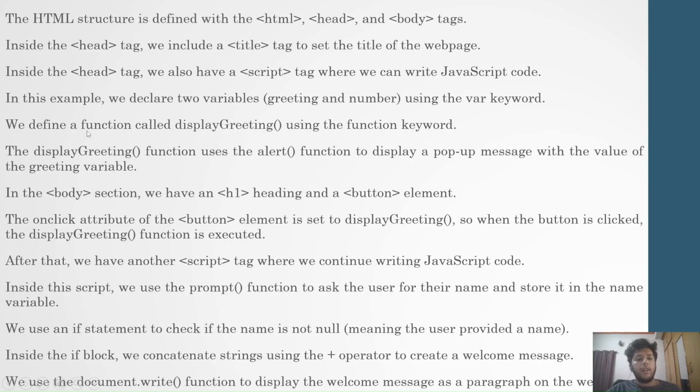And then we define a function called displayGreeting using the function keyword. The displayGreeting function uses an alert function to display a pop-up message with the value of the greeting variable. And also in the body section, we have a heading tag and a button element for us to click the button to get our Hello World output. And this is done using the prompt function to ask the input from the user for their name.